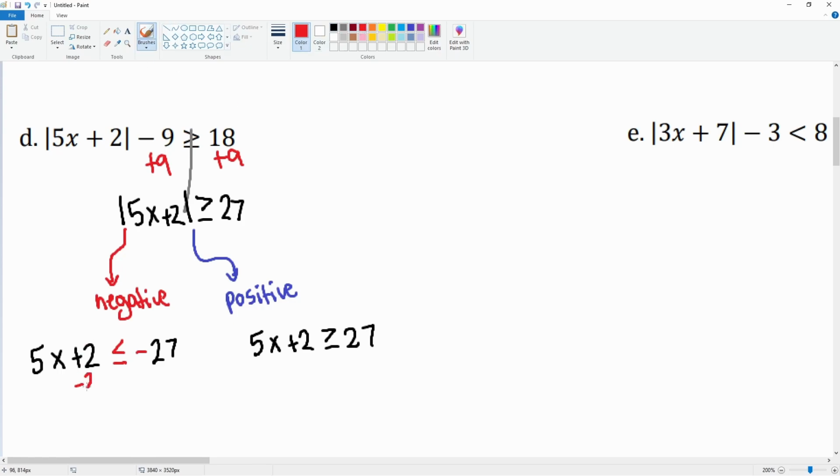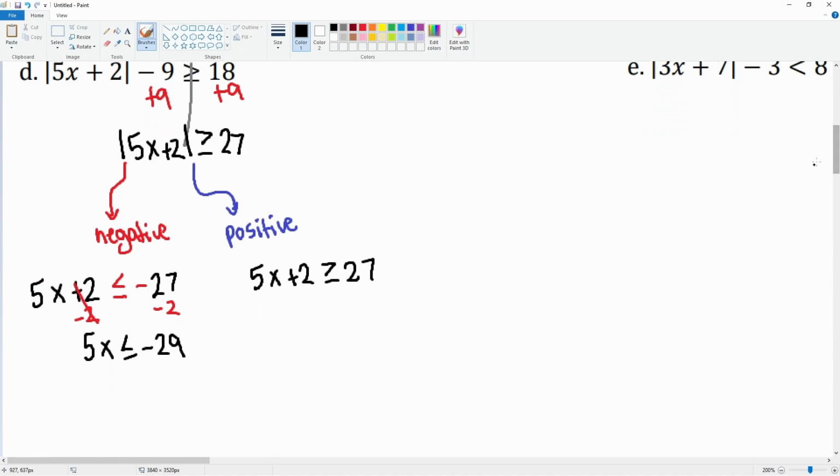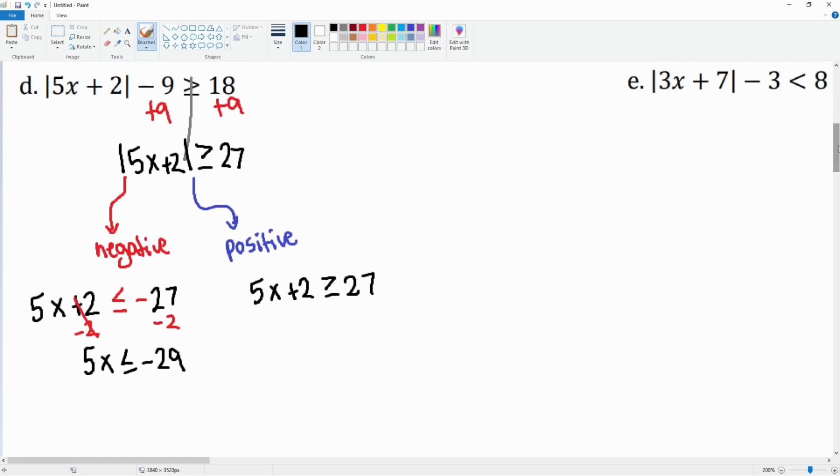So we're going to subtract 2 from both sides. This cancels, leaving you here with a 5x. This becomes a negative 29. Bring down that bar here. All right, now we divide both sides by 5. You get x is less than or equal to negative 29 over 5.